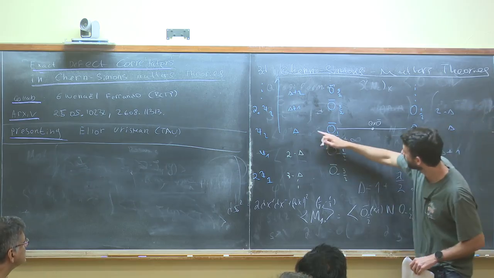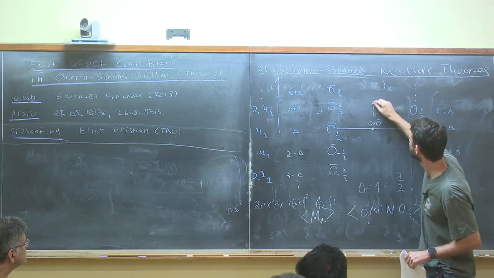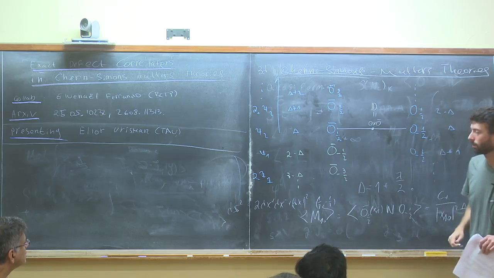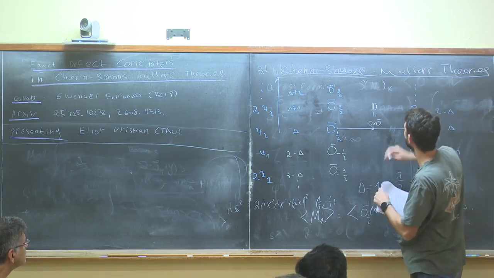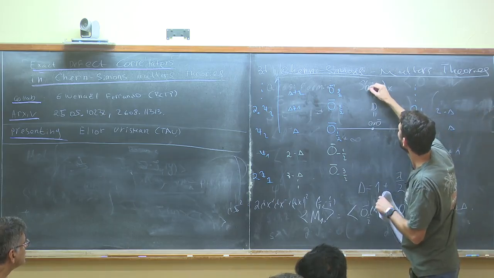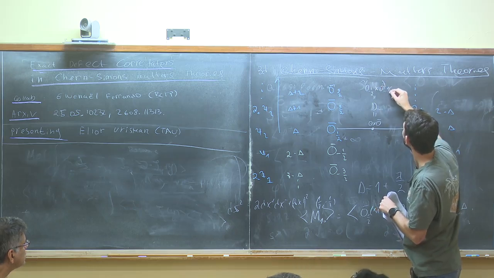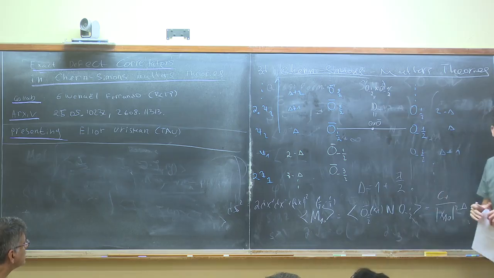So you see, the only candidate to get a displacement operator is to take delta and 2 minus delta together, to take these two operators, and this will be O minus half times O bar minus half. And this will be your displacement operator on this line.